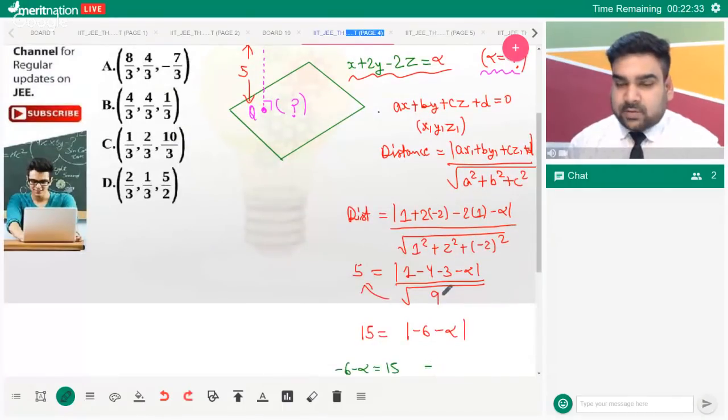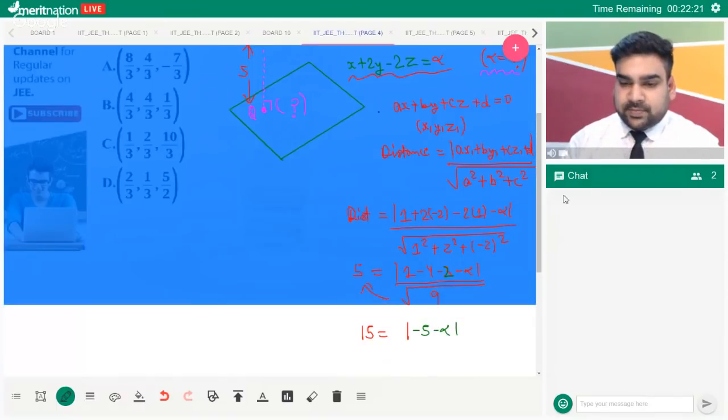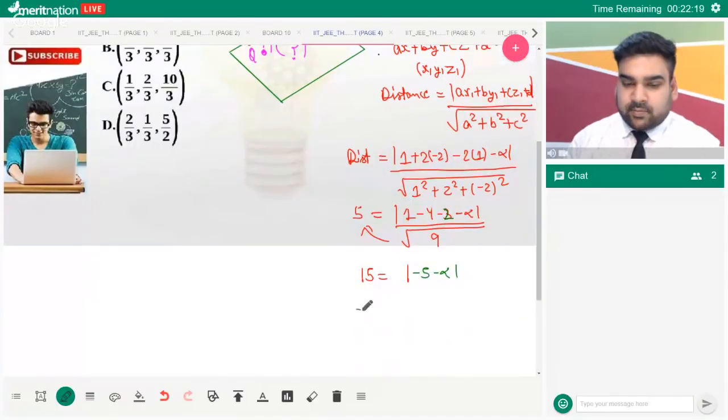And there's a small mistake over here. This value, minus 2 into 1. If I calculate this, it will be equal to what? Minus 2 into 1. This will be minus 2. So this is going to be minus 5 minus alpha. So minus 5 minus alpha is equal to plus 15, and minus 5 minus alpha is equal to what? That's equal to minus 15.